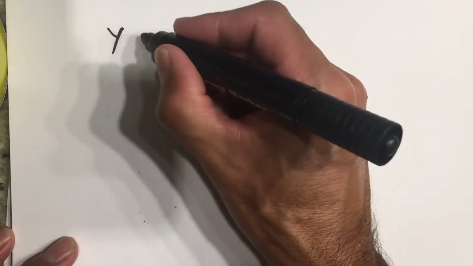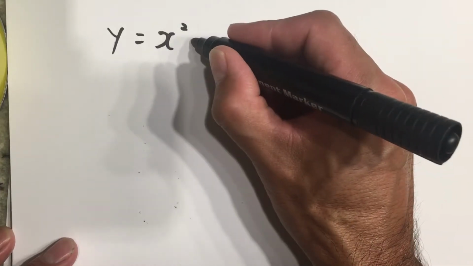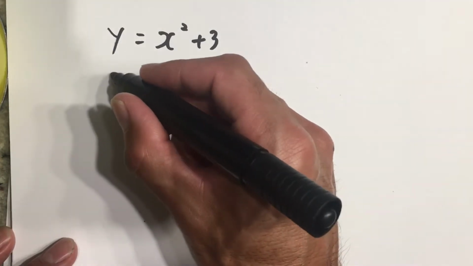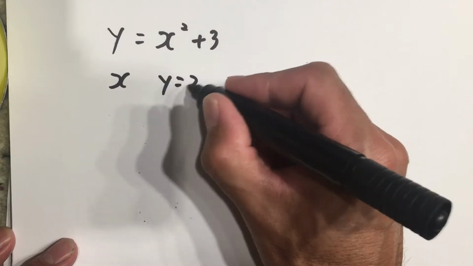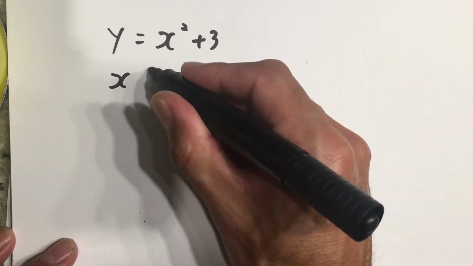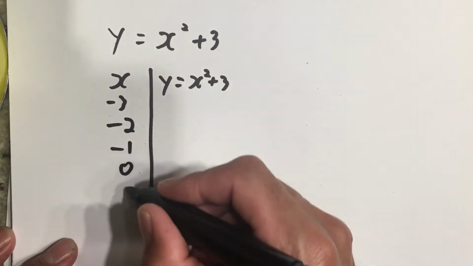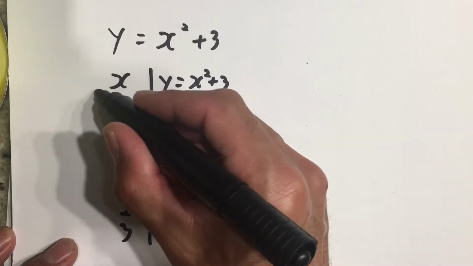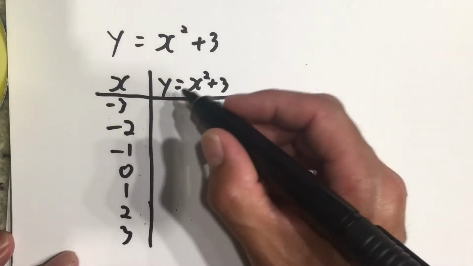Okay, we're now going to consider an example where there's a little more happening, but not too much. We've got x squared plus 3. So I'm going to put in the usual numbers, my x value and my y value, which is x squared plus 3: minus 3, minus 2, minus 1, 0, 1, 2, and 3.